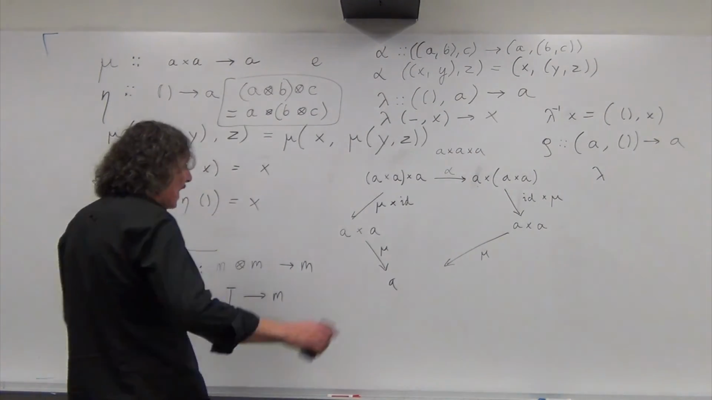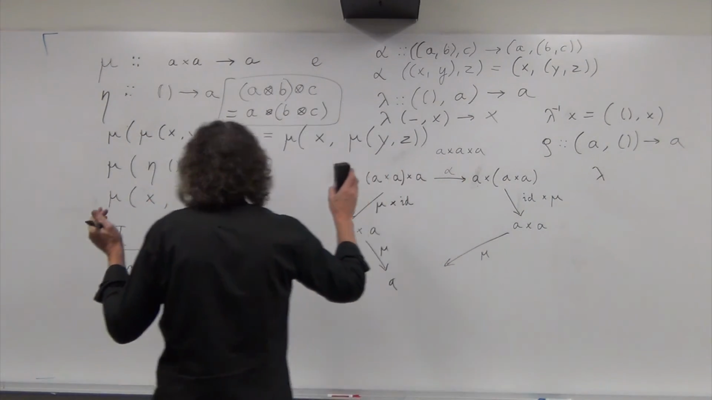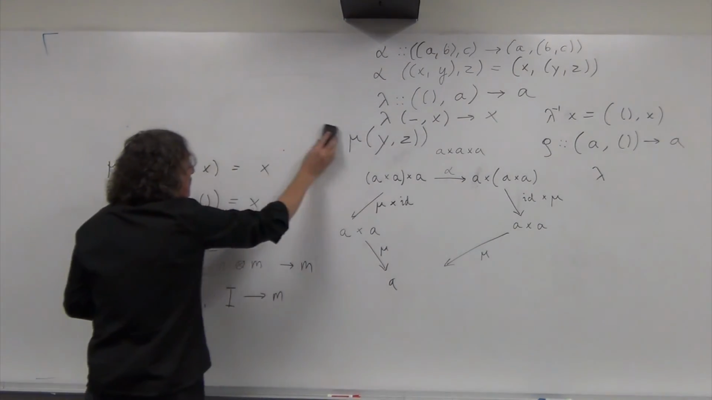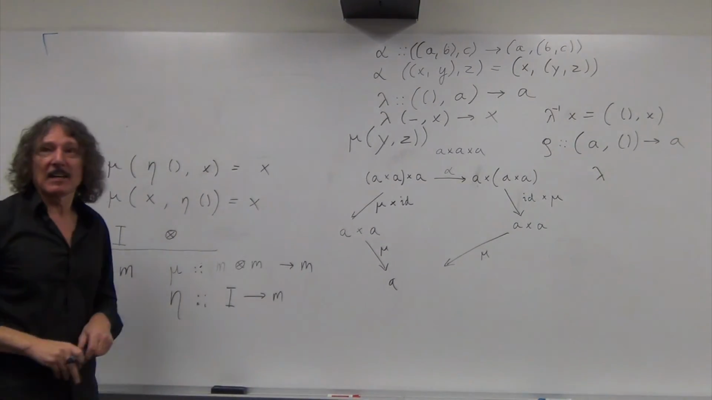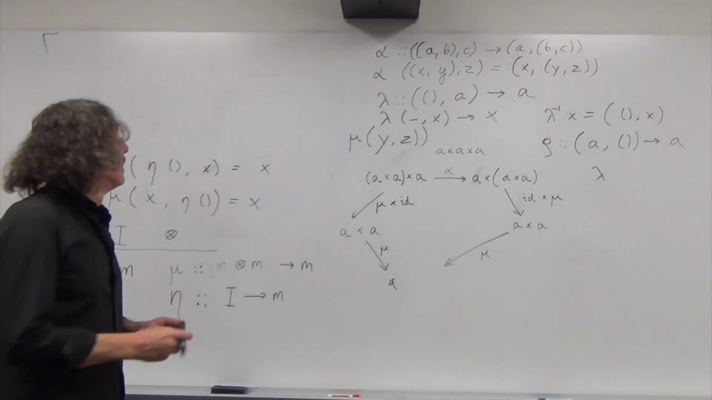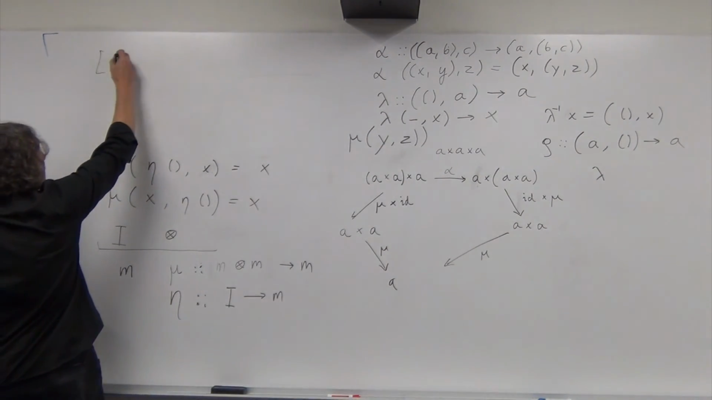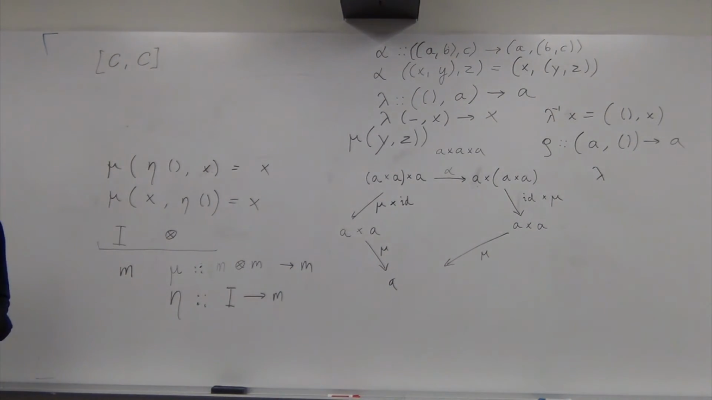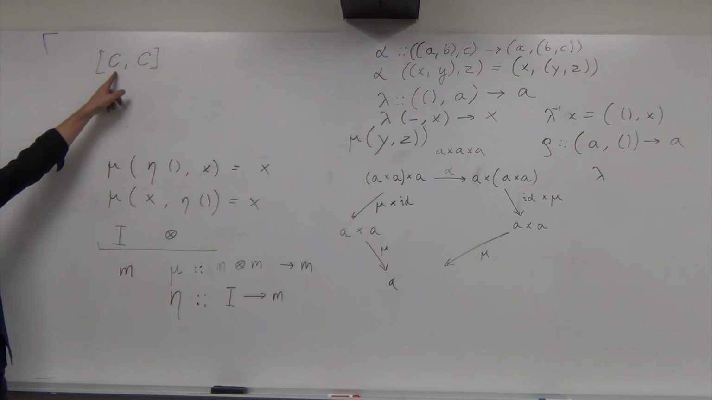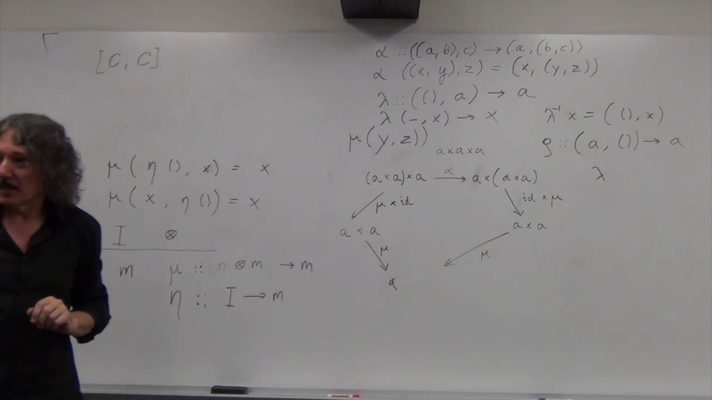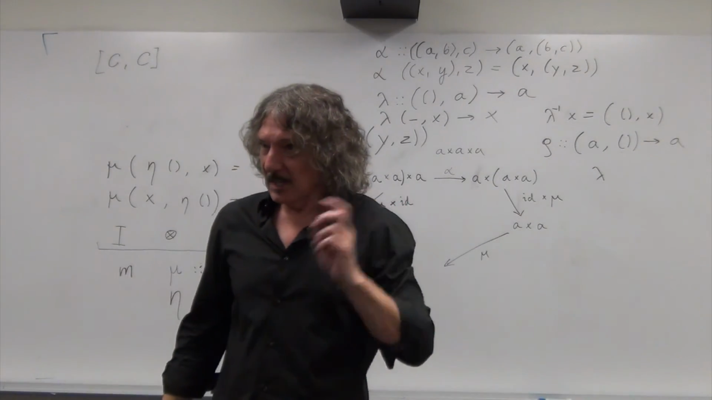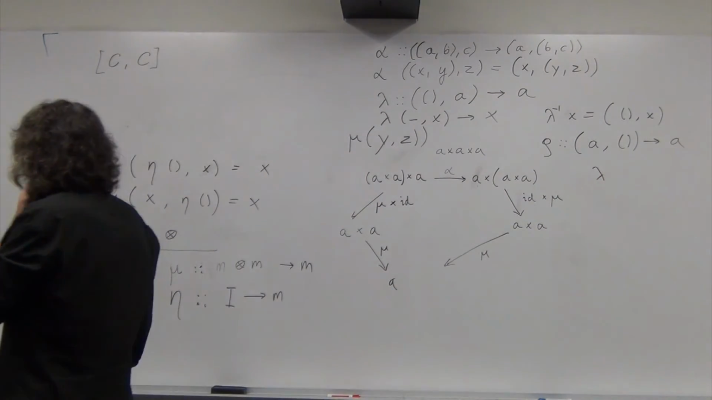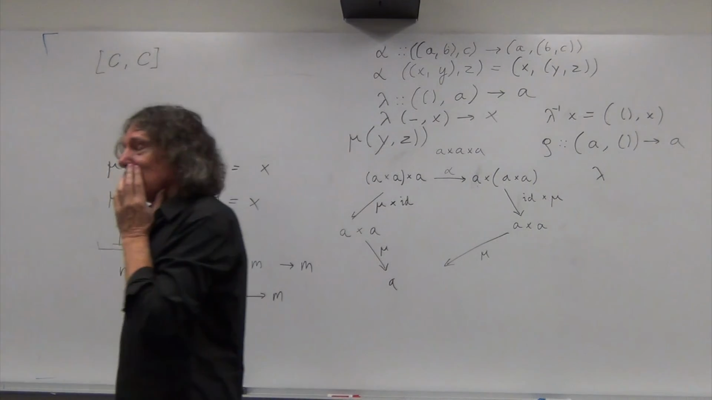So now, for the final thing, let's pick a category of endofunctors. Okay, so a category of endofunctors, these are endofunctors from C to C, right? C is a category. Endofunctors are functors from C to C. They form a category, right? In this category, morphisms are natural transformations between these endofunctors.